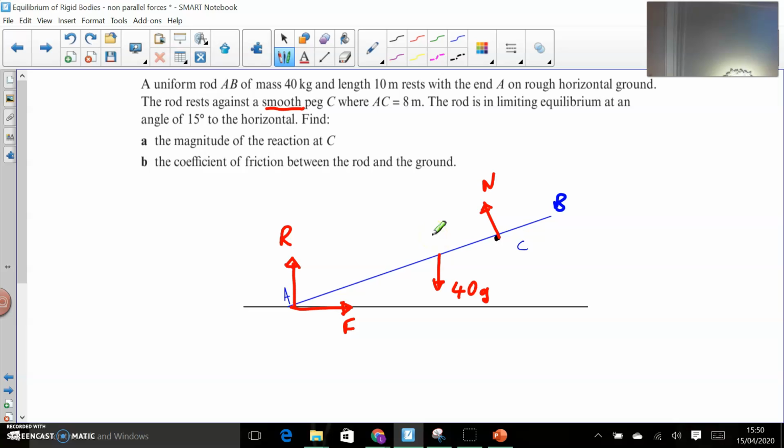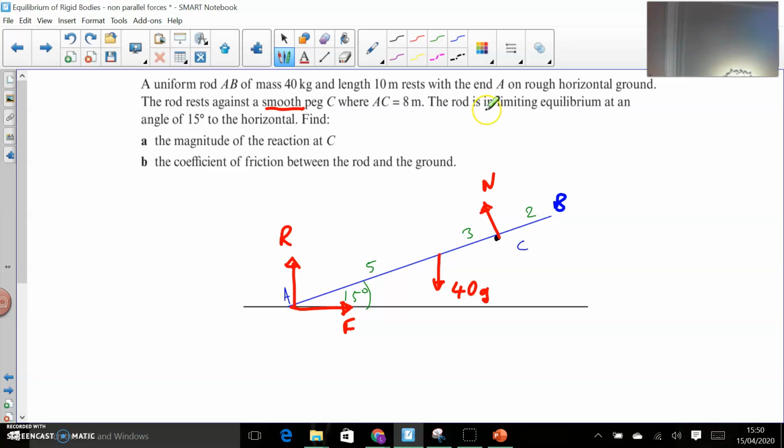So from A to the centre would be 5, and then we've got 8 meters to C, so that would be 3 from the centre to C, and that will leave us just 2 from C to B. And we've also got the angle, 15 degrees, that A rests on the ground.